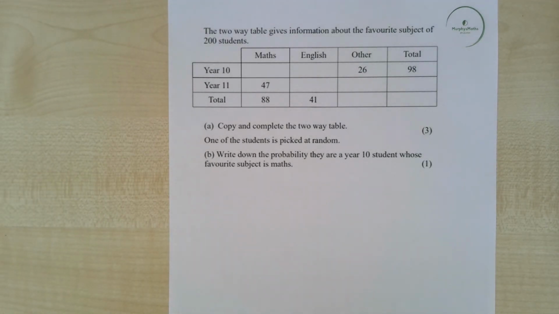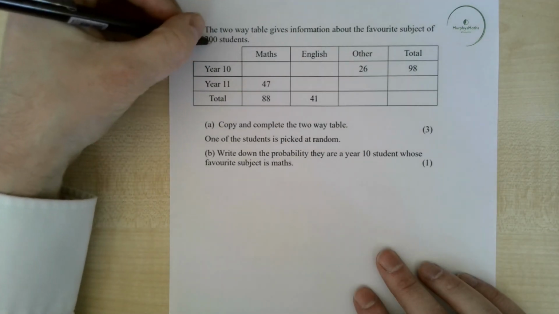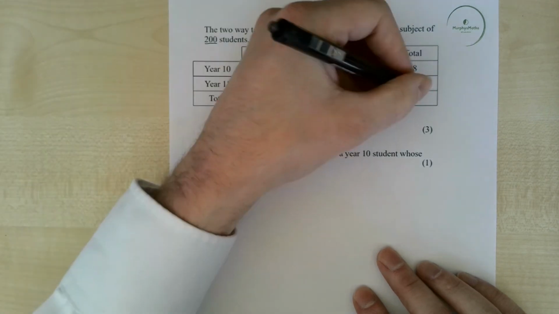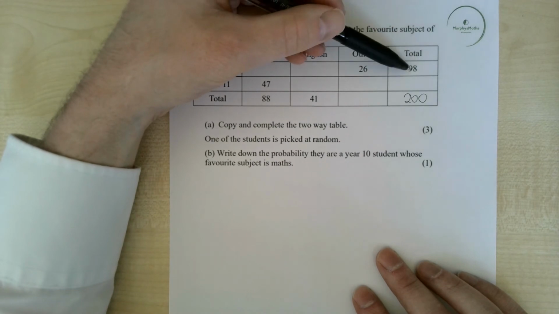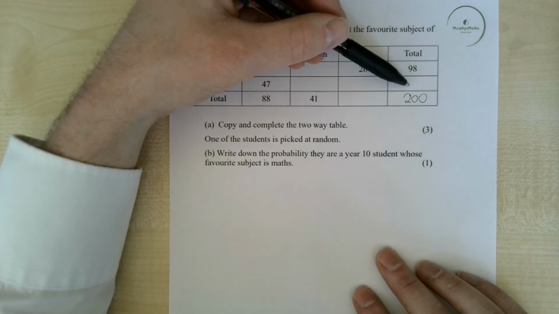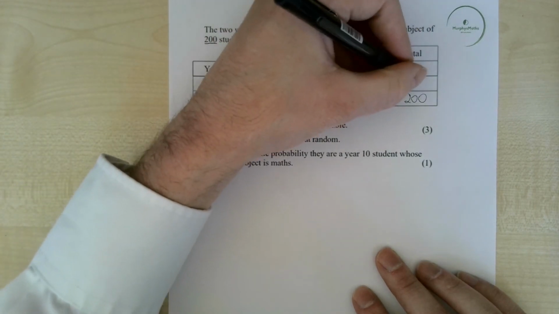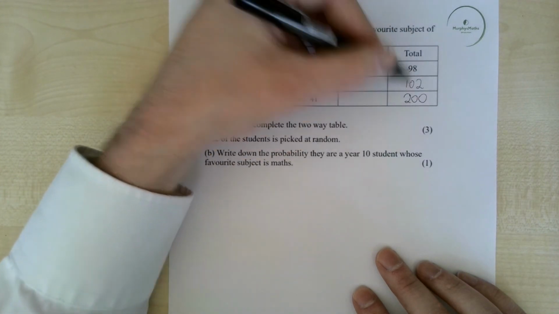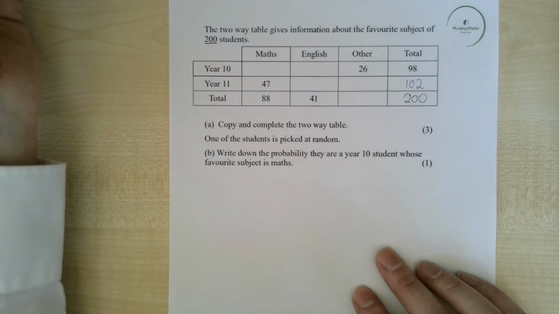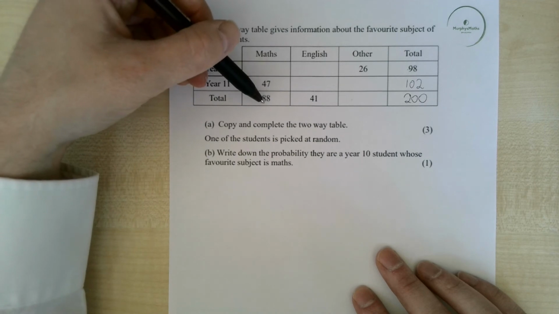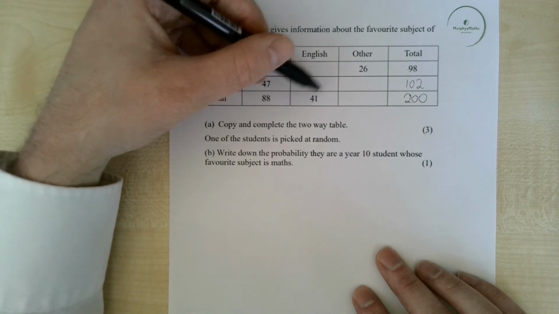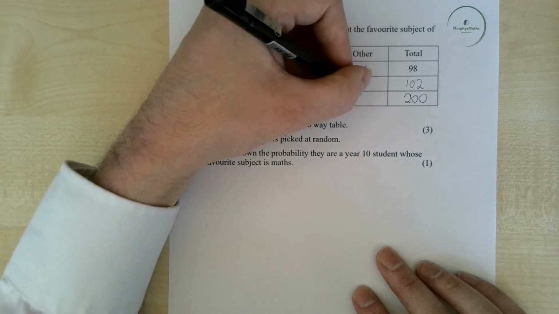Okay, hopefully you were successful on that. First thing to note is that there are 200 students in total. So my 200 goes down here. I now know that I've got 98 year 10s, so there must be 102 year 11s, given that they need to add to 200. My next step, I reckon, I could do this one here to find out how many others are in total. So I'd have 88 plus 41, take that away from 200, and that should give me 71.